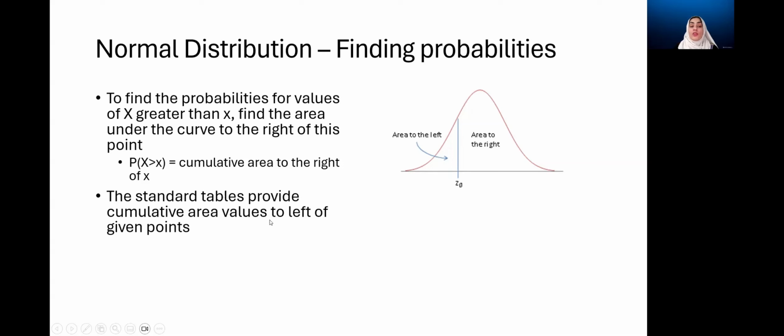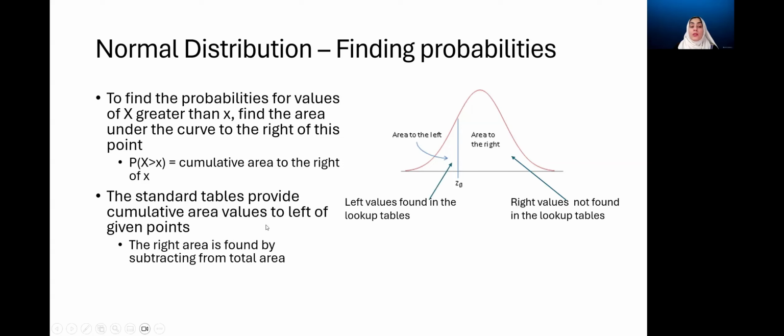The standard normal tables provide cumulative areas to the left of the given points. So the area to the right of it is found by subtracting it from the total area. We know that the total area under this curve is 1. So by the law of complement also, if you are to look for values which are greater than x, we find the probability for x values lesser than a given value x, and then we subtract it from the total probability, which is 1, and we get the probabilities for x values occurring above a given reference point.